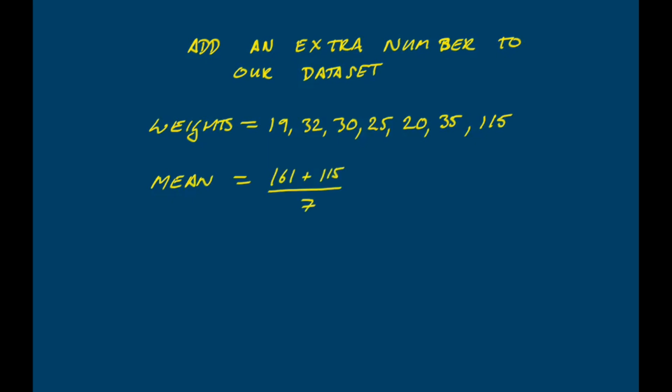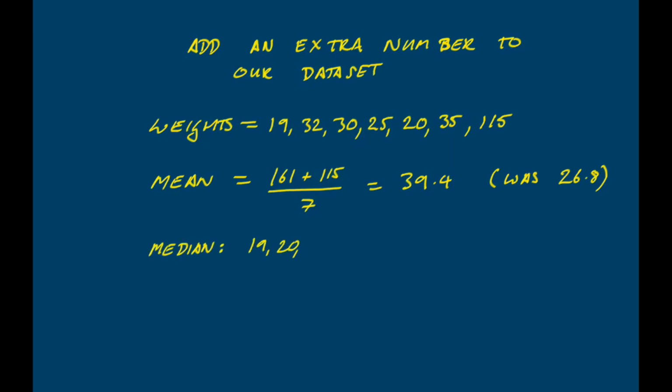So what does adding this extra large value do to our values for the mean and the median? Well, the mean is equal to the total of our 6 numbers that we calculated from before, 161, plus the new value divided by 7, because the sample size is now 7. So our new mean is 39.4 grams, which has gone up from 26.8. So it's gone up by over 10 grams.